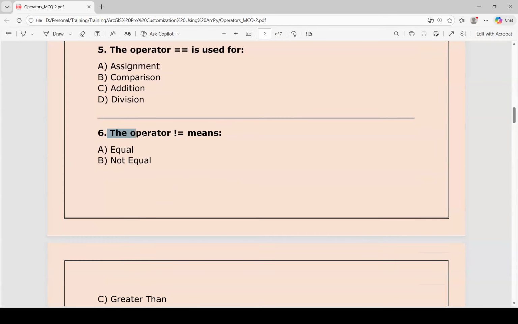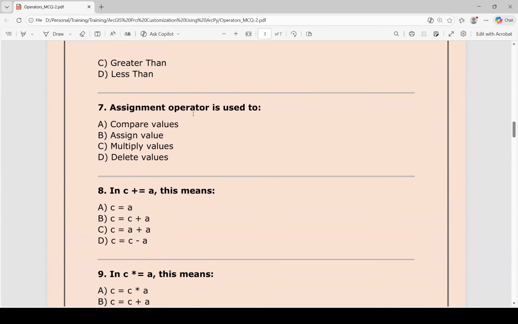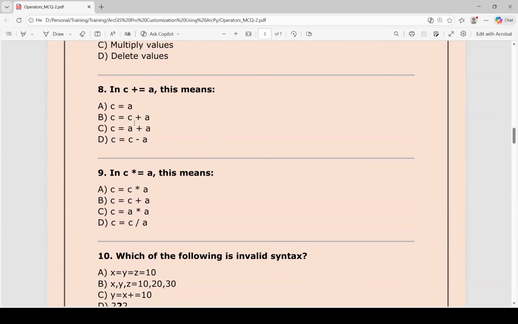The operator is not equal to. Assignment operator is used to compare the value, or assign the value? So this is the answer: assign the value.